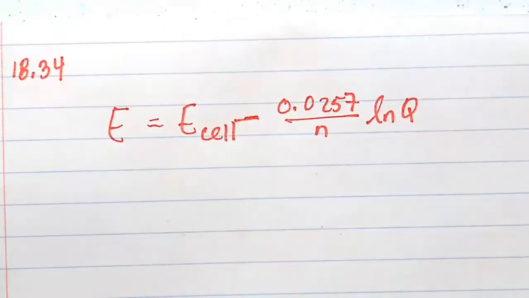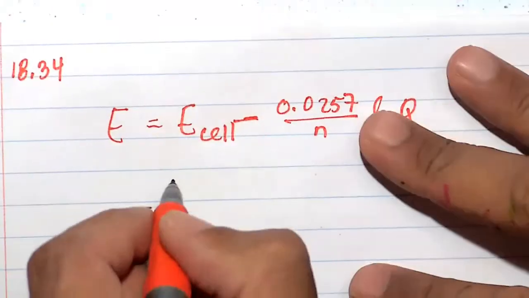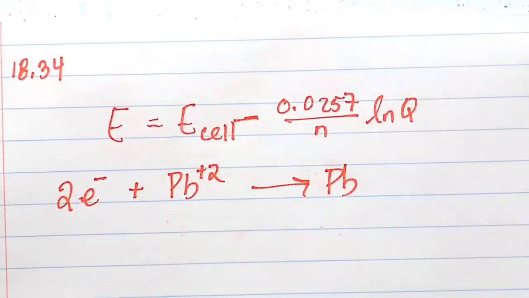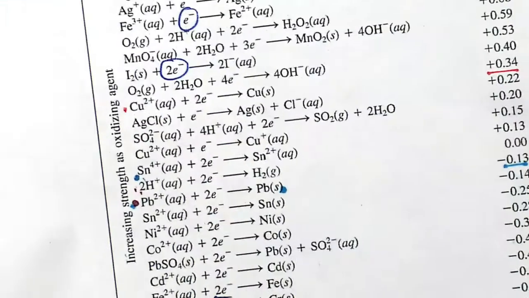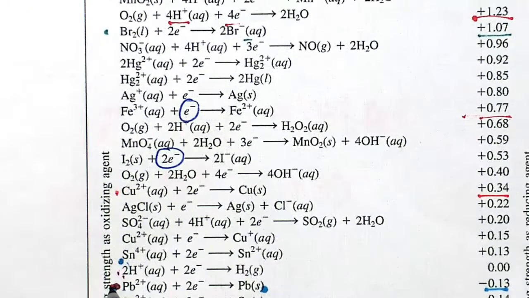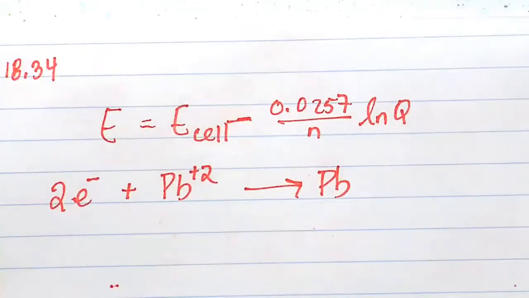So let's look at our two half cells and see which one is going to get oxidized and which one is going to get reduced. We have Pb2+ going to Pb solid. In order to balance this, this Pb2+ has to gain 2 electrons. So that's a reduction: 2 electrons plus Pb2+, and that is minus 0.13 volts. We'll keep it as is.